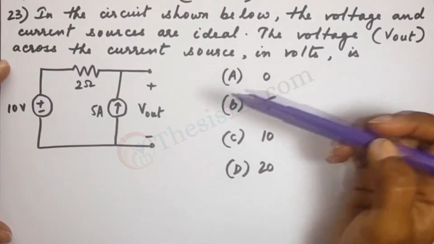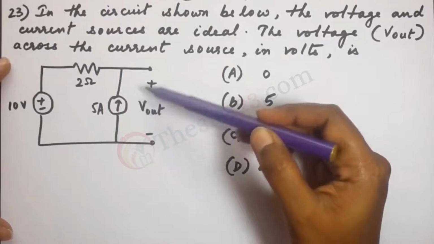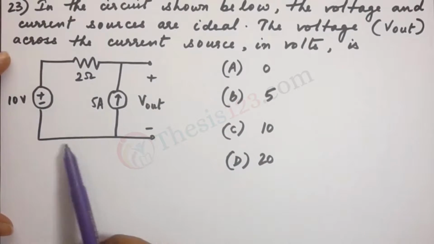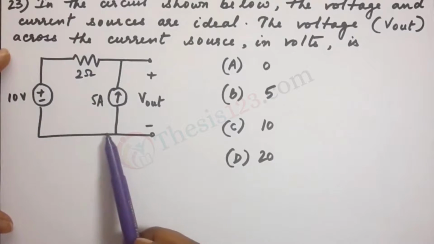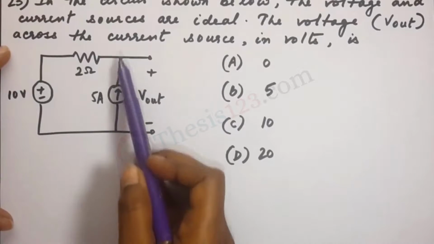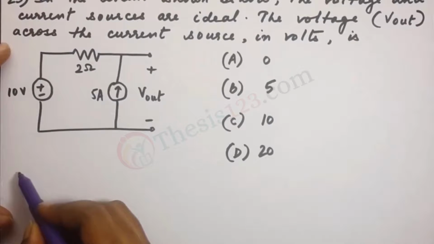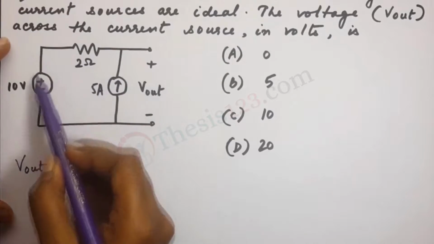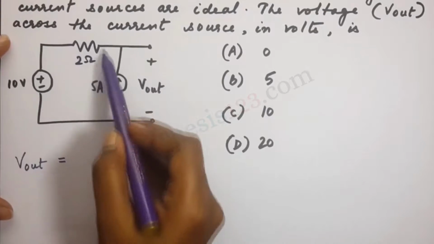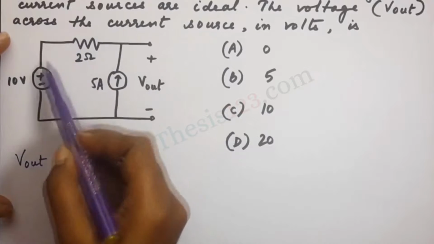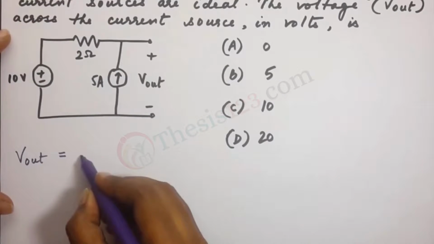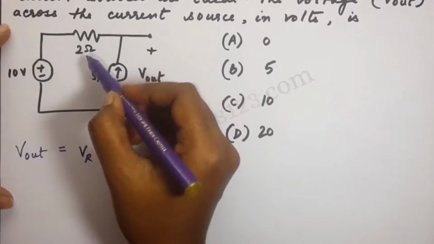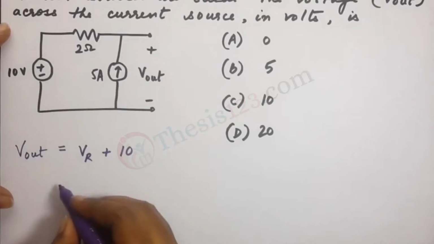In order to find the voltage across the current source, we need to find out the voltage in this branch here, because the voltage across this branch is the same as the voltage across the current source. So let's write the voltage equation. V out is equal to the voltage across this branch. So it is the voltage across this resistor here plus the voltage source here. So that's VR plus 10.